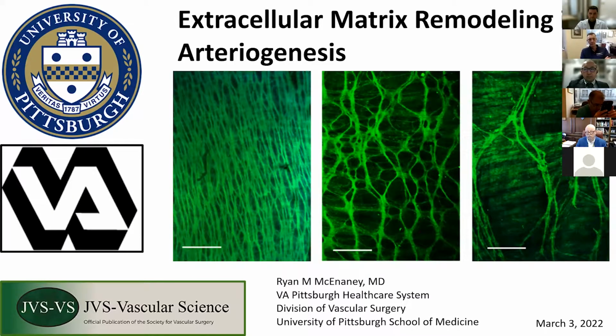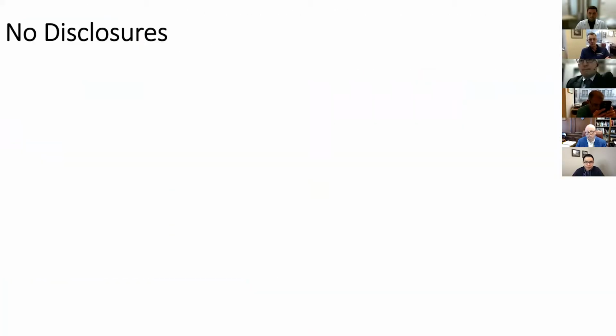I'll be speaking with you about arteriogenesis, and namely the extracellular matrix remodeling that occurs, really that permits the development of functioning collateral arteries. There is a lot I want to show you, and not a ton of time, so I'm going to jump right in. I do not have any disclosures.